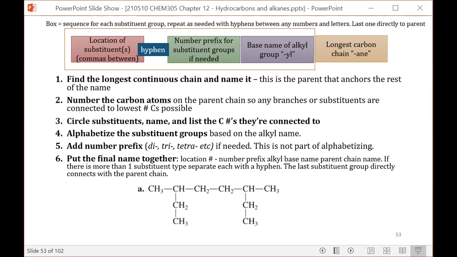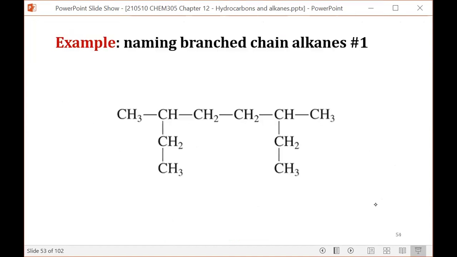So let's name this one. We'll do it here. So first thing, we want to find the parent chain. So I'm going to see, I can go across here, and that would be 1, 2, 3, 4, 5, 6 carbons. Or I could try going here, follow the blue line, and that'd be 1, 2, 3, 4, 5, 6, 7 carbons. If I try one more, I'll do orange. There would be 1, 2, 3, 4. So my longest chain is going to have 7 carbons in it.